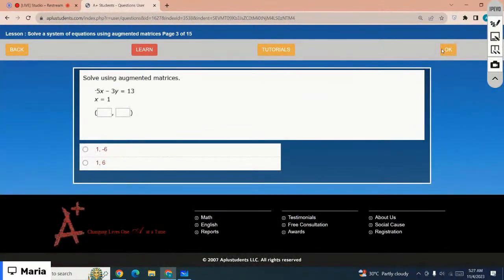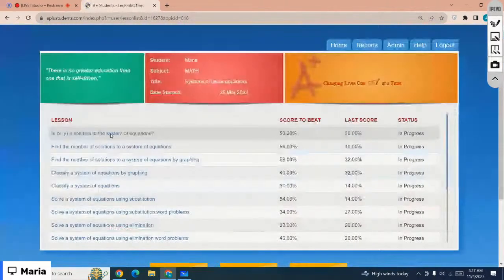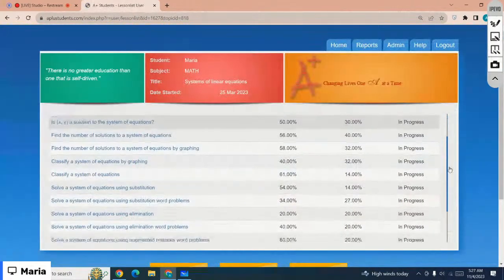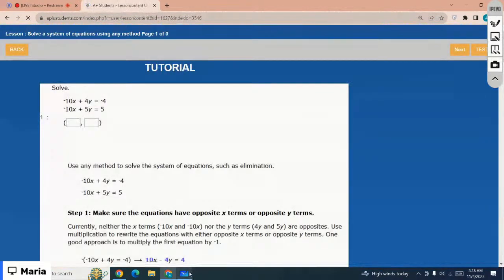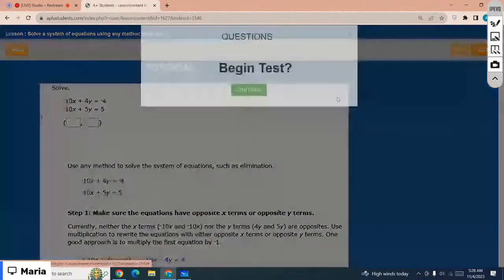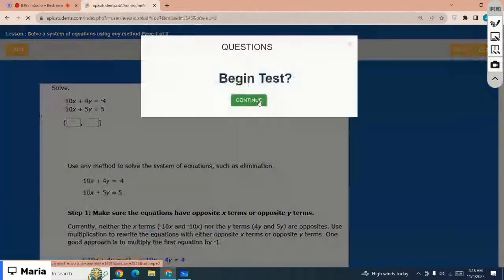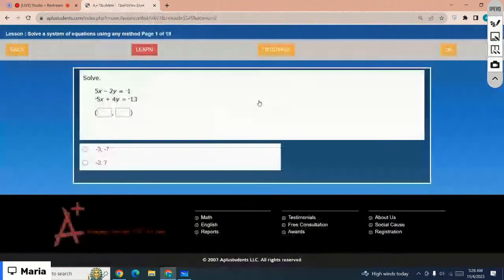Okay, now you can solve the rest of the questions from the augmented matrices lesson by yourself later today. Let me just move on to the next lesson. And the next lesson is solve a system of equations using any method. It's your choice, whatever method you want to use, or whatever method is suitable according to the question, right? Just look at this question.